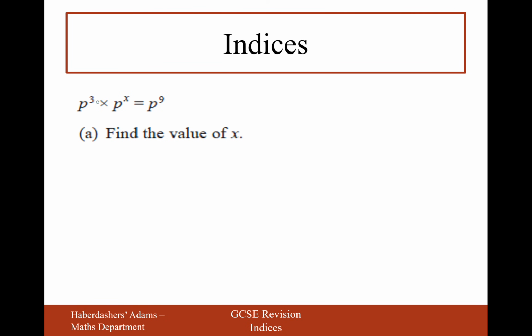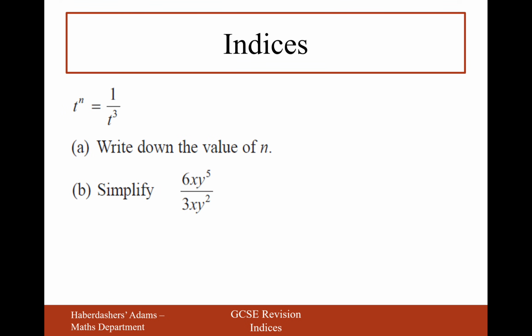Okay, so we're going to use the rule here of adding the indices to create the 9. So 3 add x equals 9. So therefore x must clearly equal 6. Good, let's move on to the next one. Pause the video and have a go at this question.